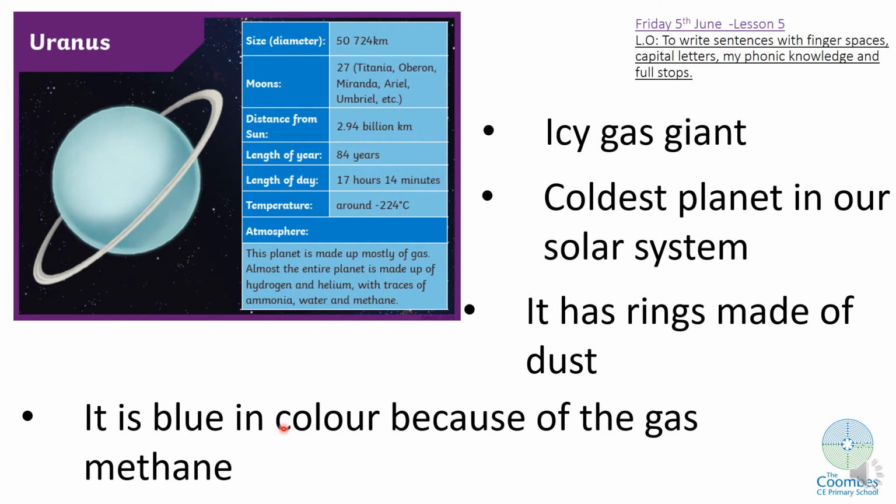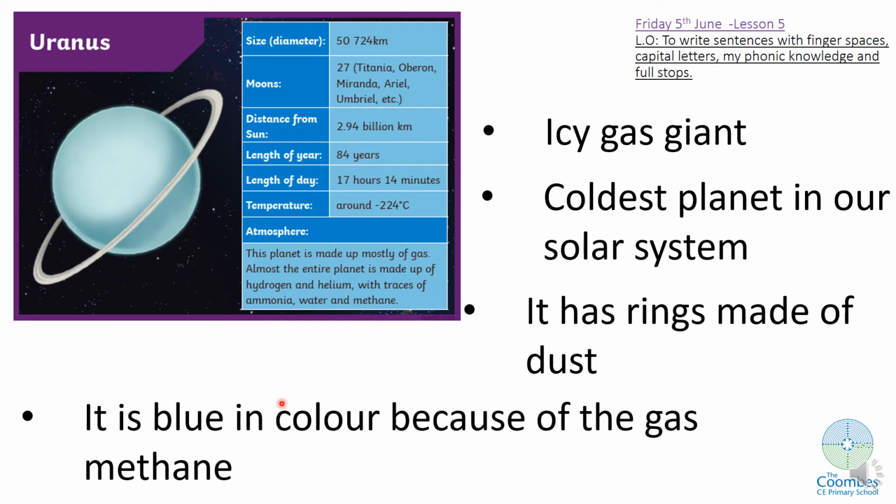What it does is it causes Uranus to absorb the light from the sun, and it takes all of the red light from the sun and takes it inside, and then it reflects out the blue light. So it's very complicated, but basically, because of the methane gas in this planet, it makes it look very bright blue.